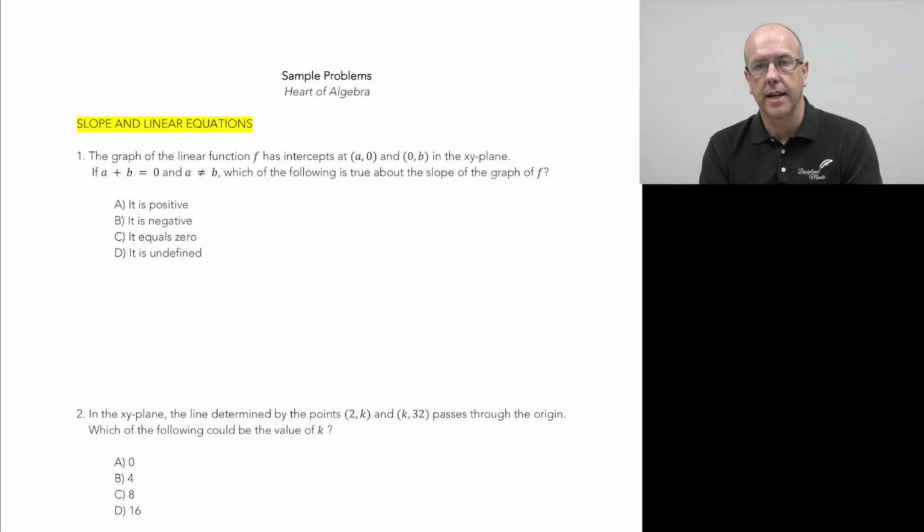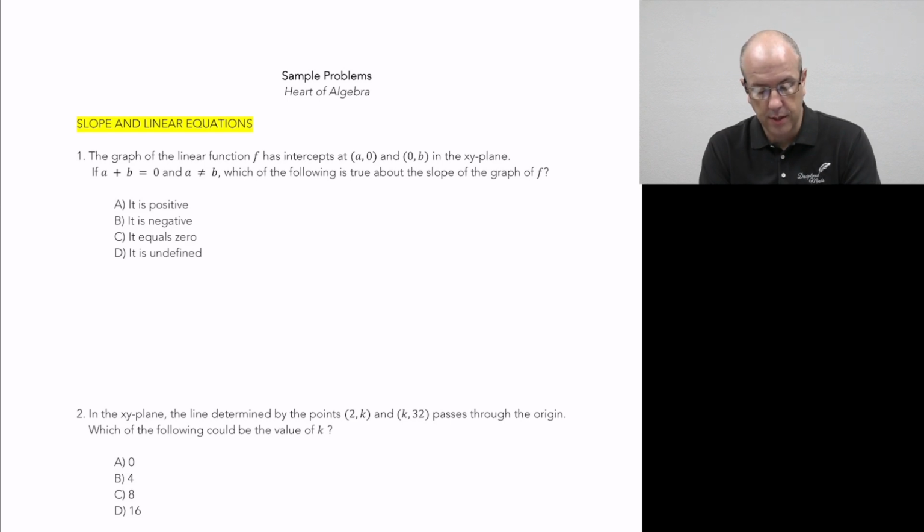Okay, so now we're going to dive into the heart of algebra questions, starting with slope and linear equation questions. And again, we encourage you to do these questions beforehand, before you look at the explanations.